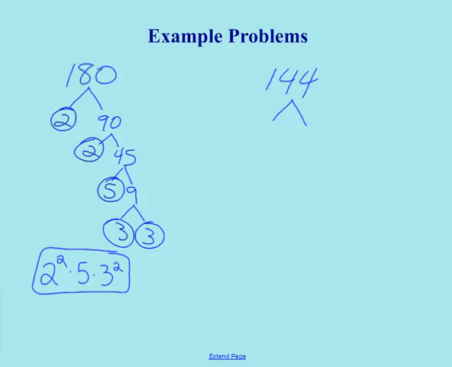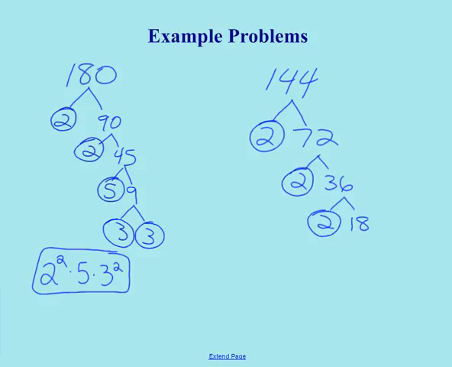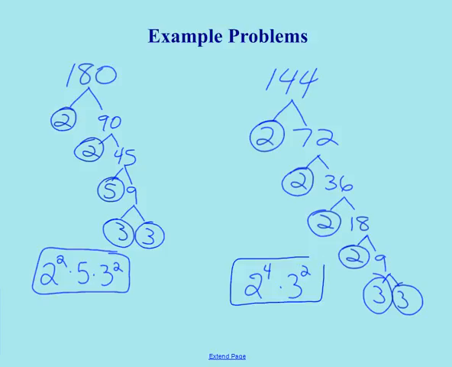Now we do it for 144. 2 times 72, 2 times 36, 2 times 18, 2 times 9, and 3 times 3. So the prime factorization of 144 is 2 to the 4th times 3 squared.